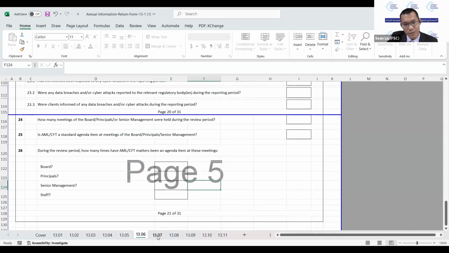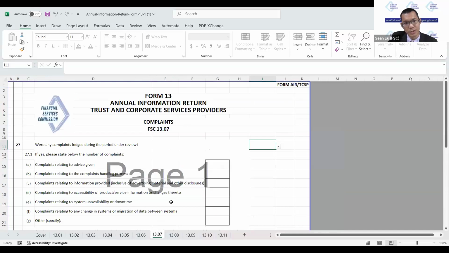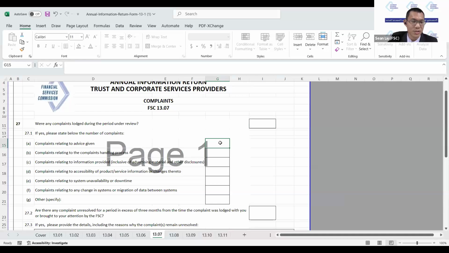Moving on to sheet 1307. This sheet will address complaints, your complaints mechanism handling situation, whether there were any complaints lodged during the period under review, to categorize the nature of the complaints, right?